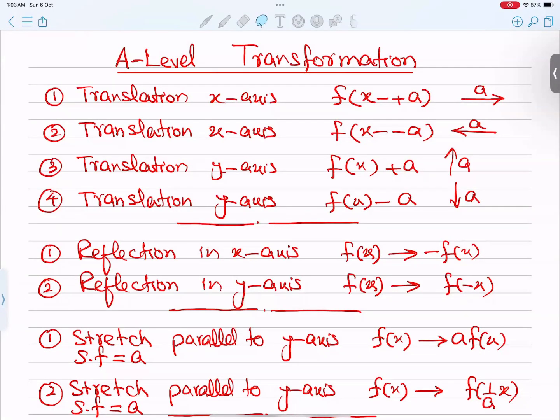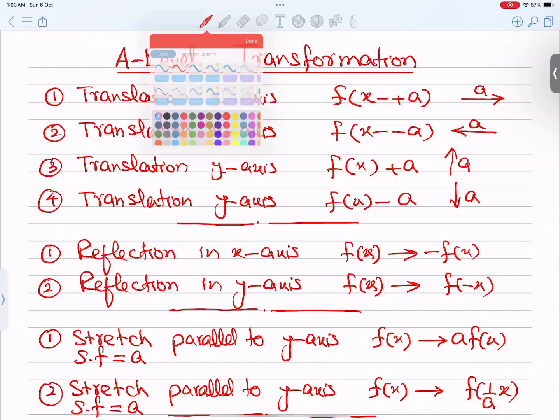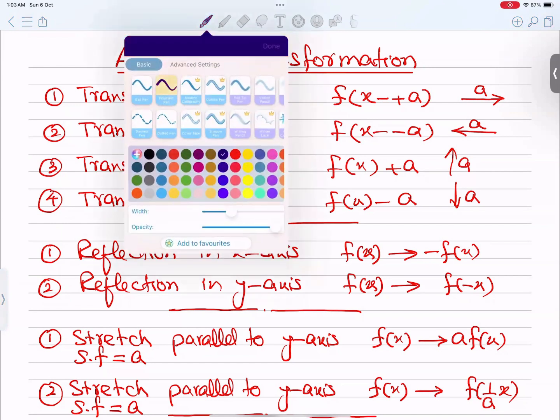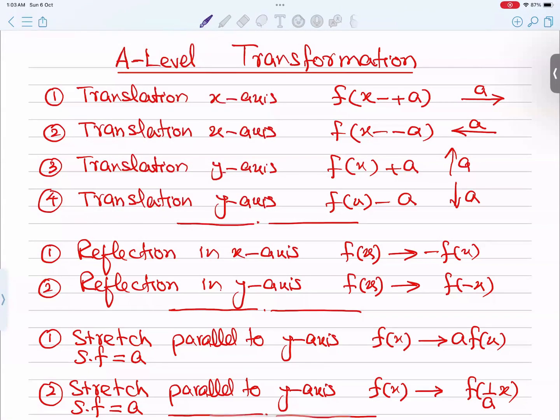Bismillah ar-Rahman ar-Rahim. Students, this is a topic we have in A levels: transformations. I have already written all the rules here.